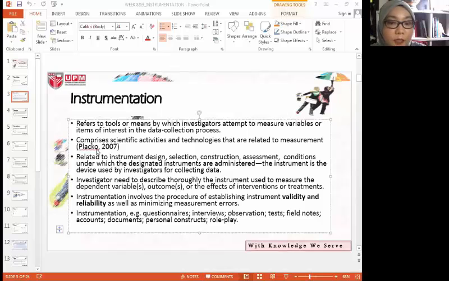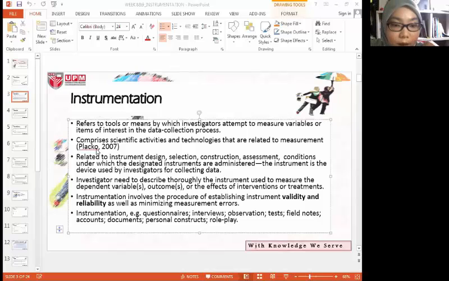Instrumentation is related to scientific activities, and it is closely linked to the data collection process. It is related to instrument design, selection, construction, assessment, and the conditions under which the designated instruments are administered. So in quantitative, there are specific steps for you to develop an instrument. First, it is related to how you design your instrument, how you choose, how you select, how you construct, and how you assess. It is related to one another.